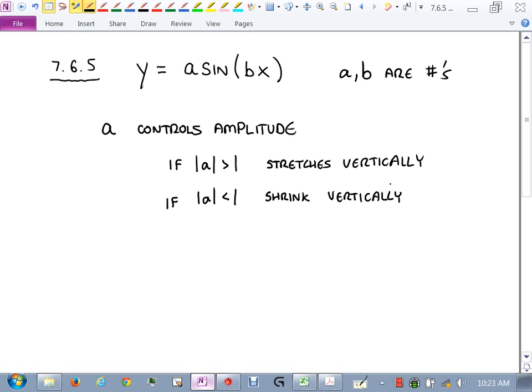That's what a does. The b controls the period. Specifically, if we have b here, a number in front of x, then we will calculate the following value, and we'll call it p for the period. P will be equal to 2 pi over b.